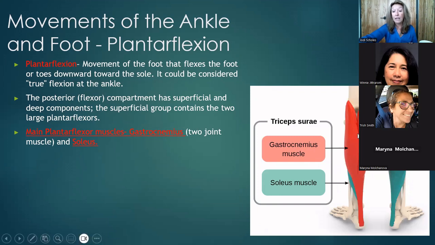These are pictures of what the gastroc and the soleus look like. Gastroc has 2 heads, soleus 1. Soleus is deeper than the gastroc. It is under the gastroc.